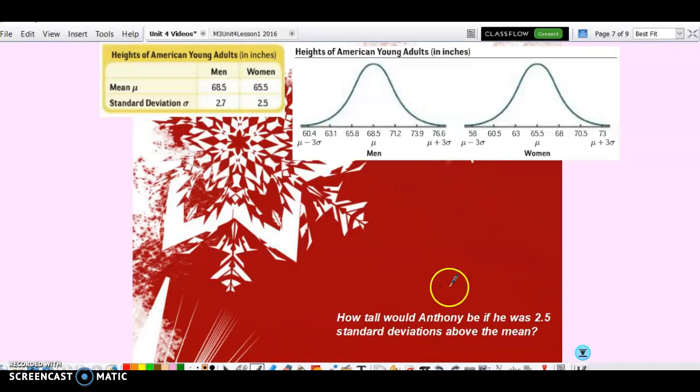Now we have Anthony, and he's grown a little bit. He's 2.5 standard deviations above the mean. So 1, 2. He's somewhere in here. All right. Now there's a few ways you can solve this. You're thinking, well, he's halfway between these two numbers. Let's just average those. So we could take 76.6 plus 73.9 and cut it in half, and we should be able to find where his height lies. So we're going to do that.